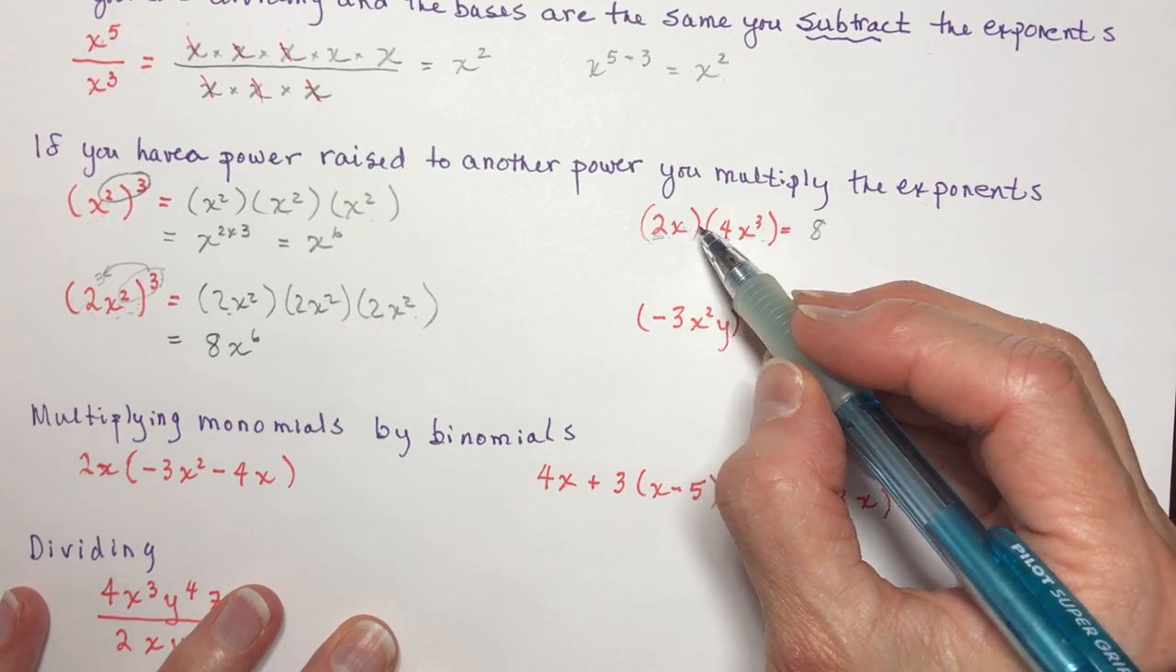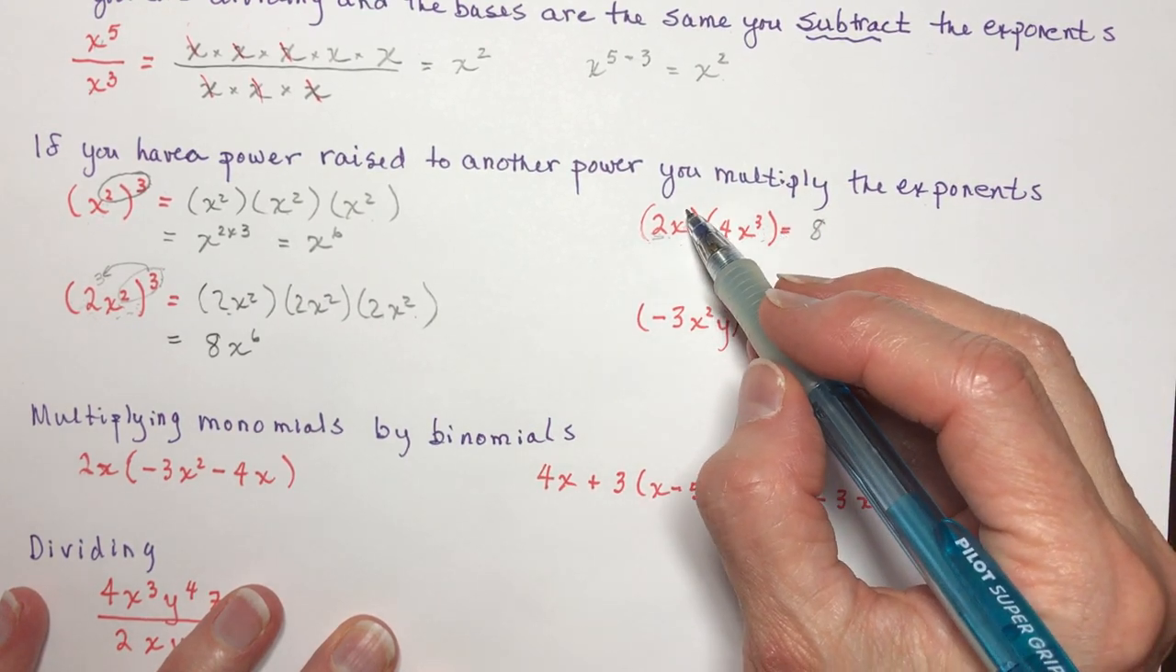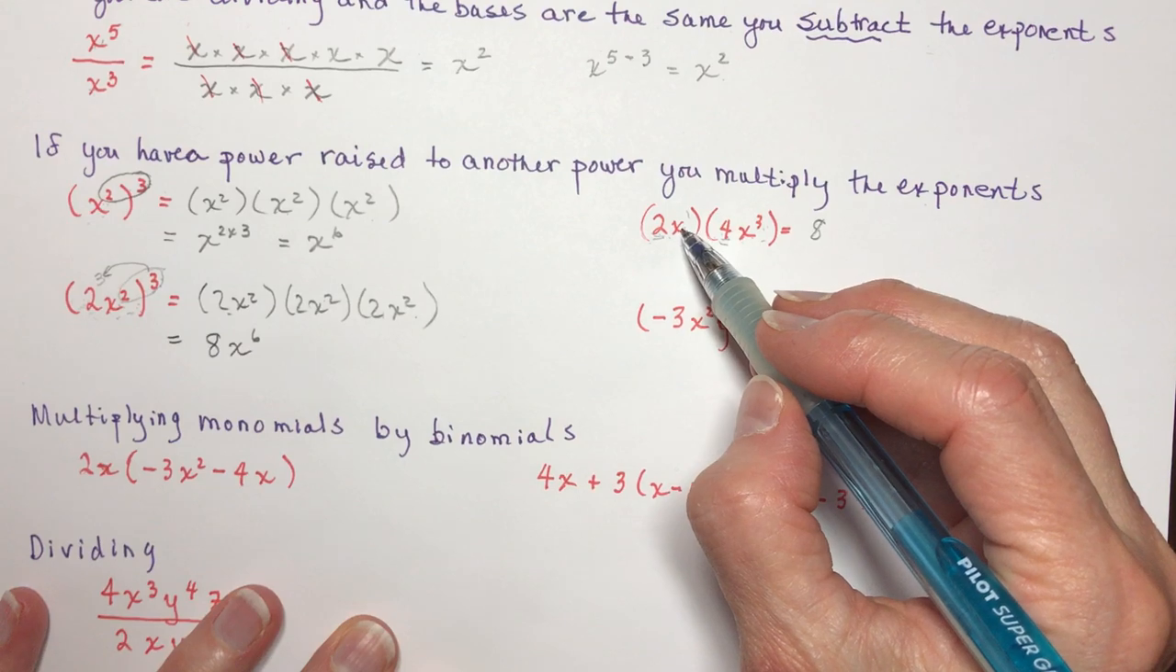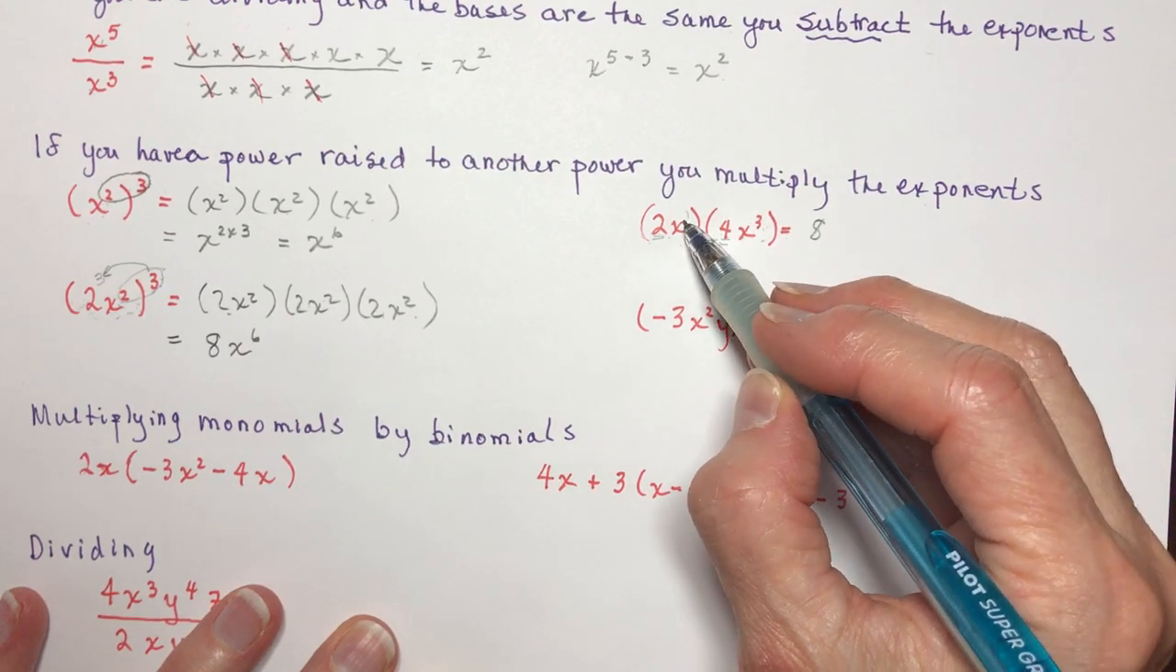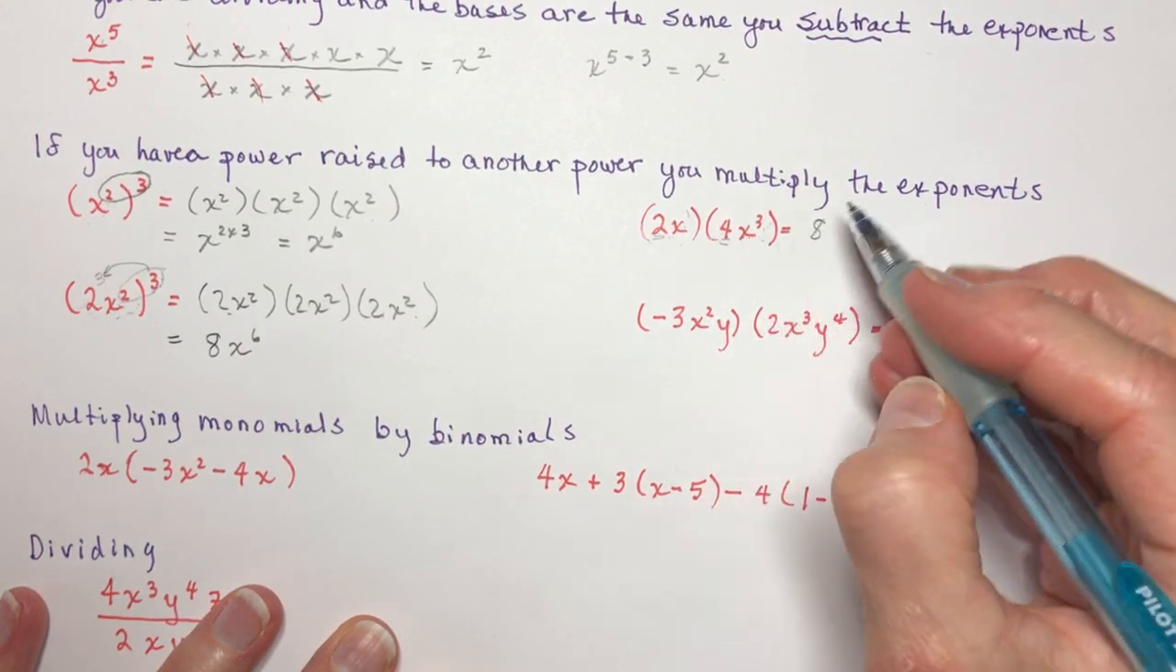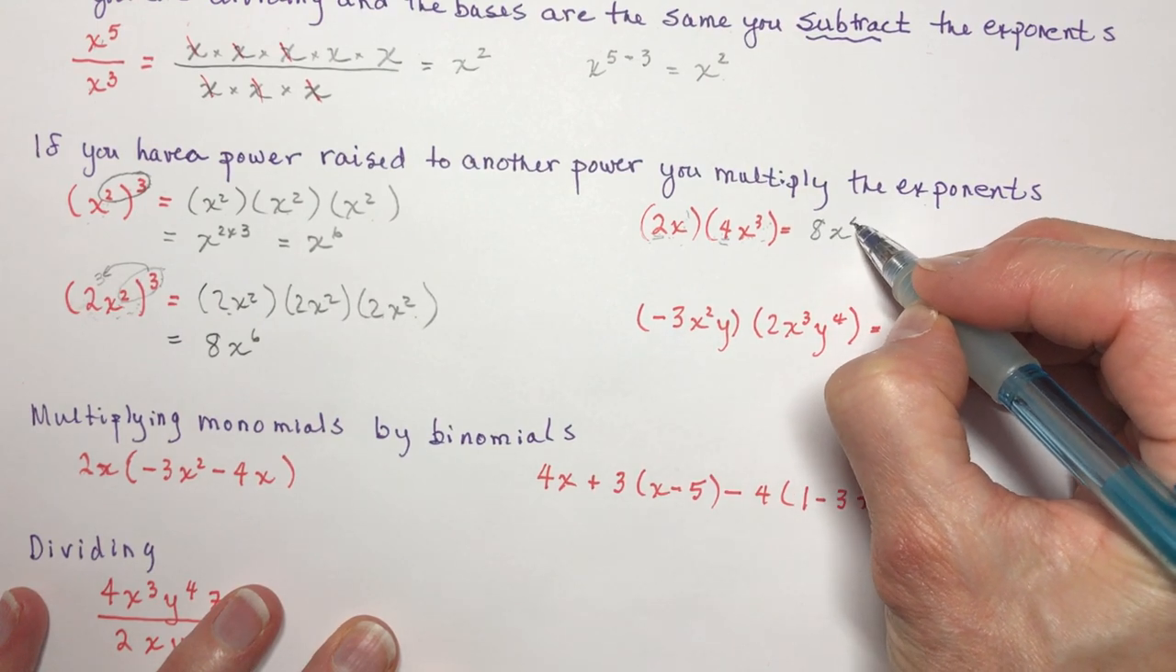And then I have x times x cubed. So this is to the power of 1. That means I add these two together because I'm multiplying and the bases are the same. So that's x to the power of 4.